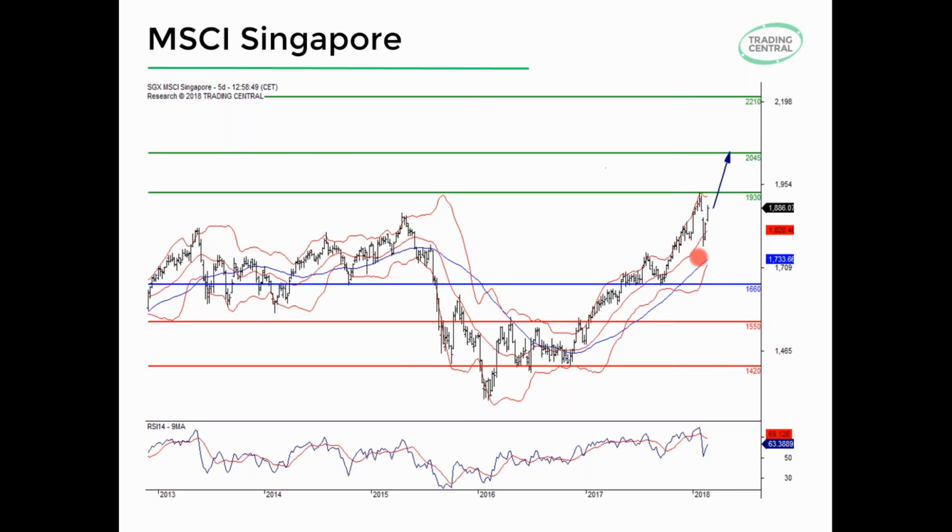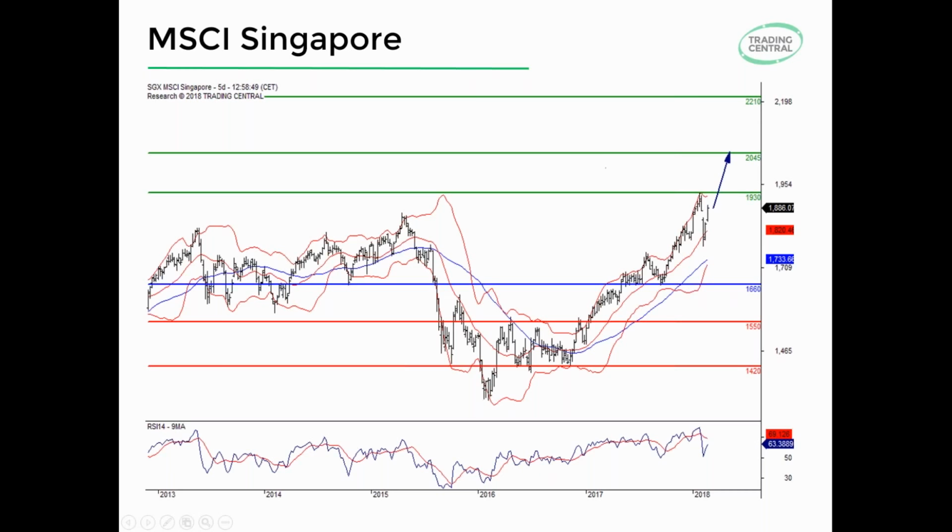Okay, and you can see that the 20-week moving average is providing support at this time. And for MSCI Singapore, of course, we are looking at it revisiting its previous high, 1930, and then breaking up to 2000. Okay, and our power point is set at 1660. All right.